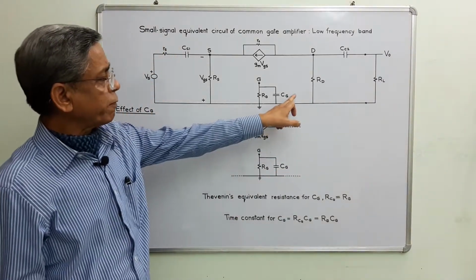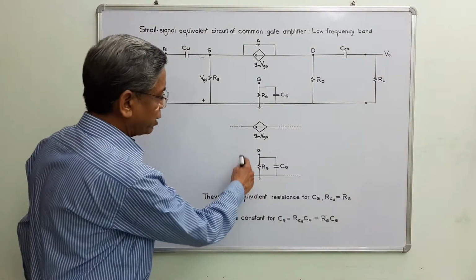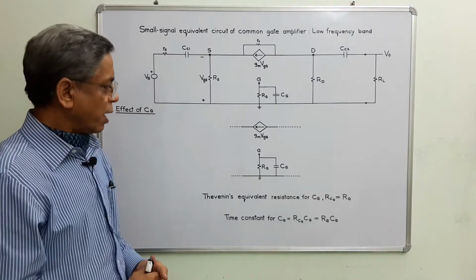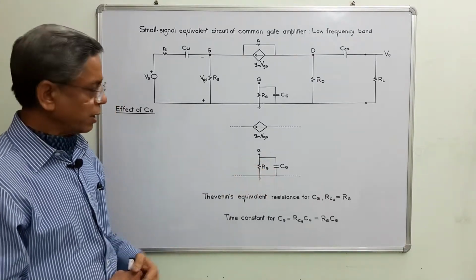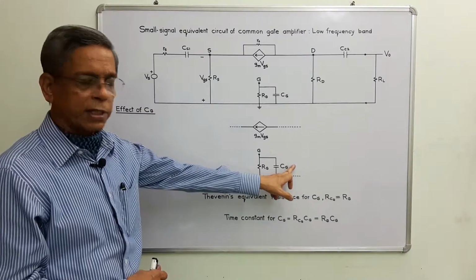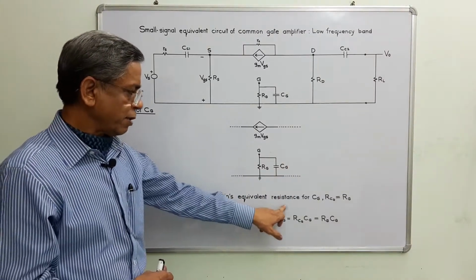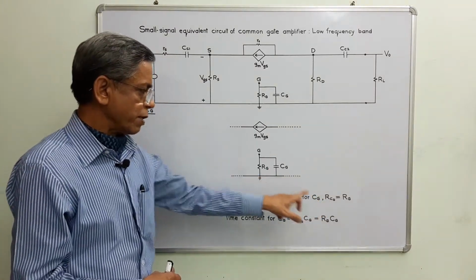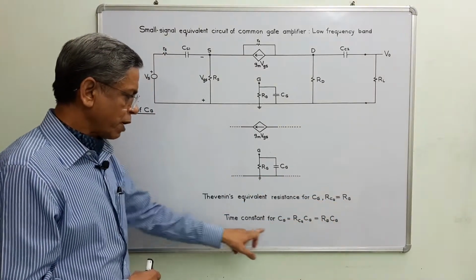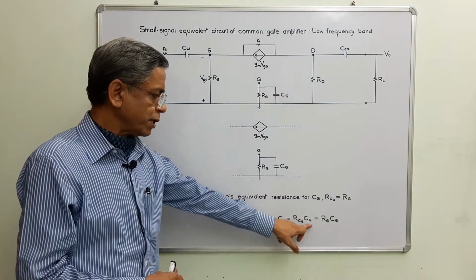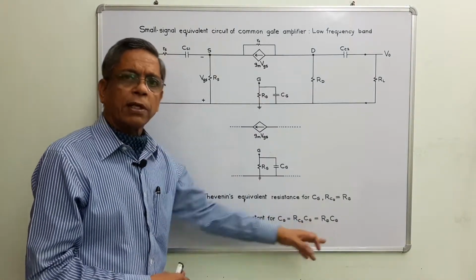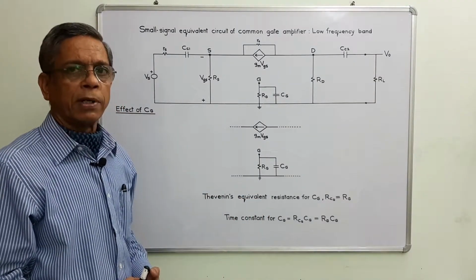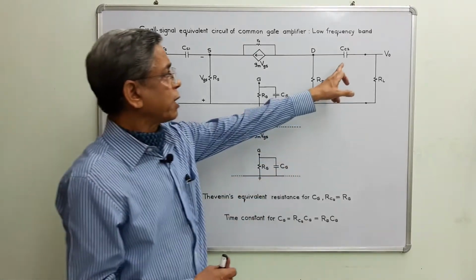To study the effect of the bypass capacitor, only this part of the whole circuit is useful, and from this circuit we can find the resistance seen by the bypass capacitor CG, or the Thevenin equivalent resistance for CG, that is RCG, which is equal to RG. The time constant for CG is RCG into CG, that is RG and CG. This is a very simplified circuit.